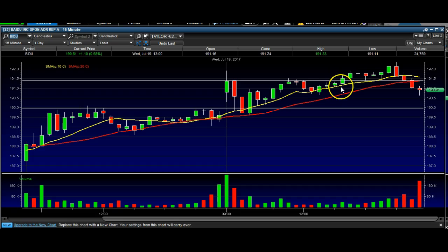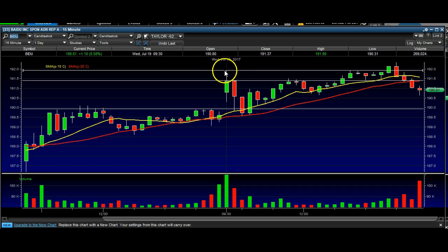So we ended up heading here, and the next target for us was these previous highs of the day. Right here we were targeting the previous high of the day, and you can see we finally hit it right here. So that's where we sold that next partial position.